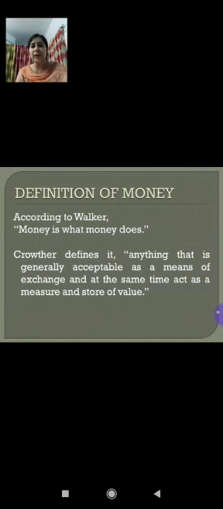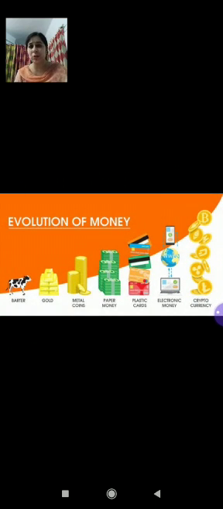Now, we'll be talking about the second topic of this chapter, that is evolution of money, how money came. So, there were many stages. Firstly, there was barter system, then gold was introduced. From that gold, metal coins were made, then paper money came into transactions and paper money came into the economy, and then there were plastic cards, you know, debit card, credit card, etc.